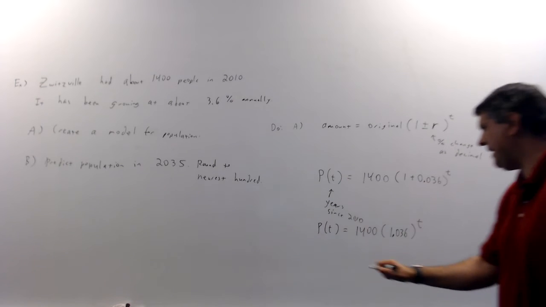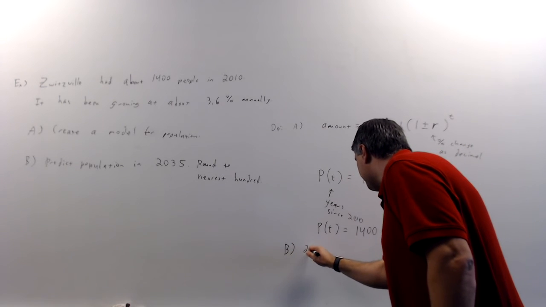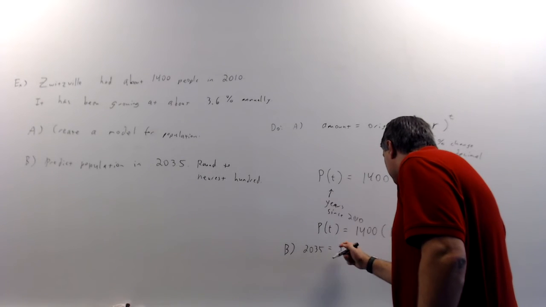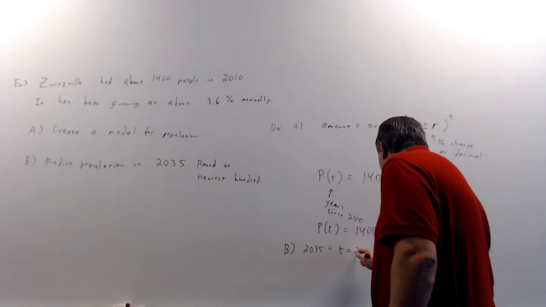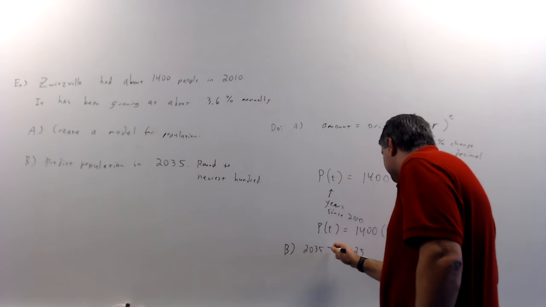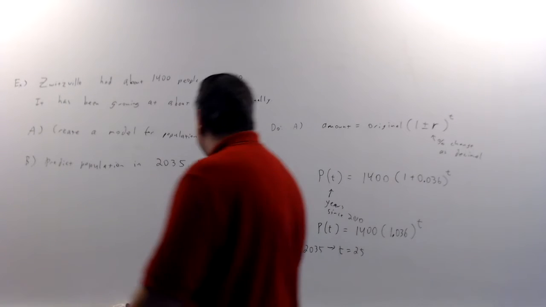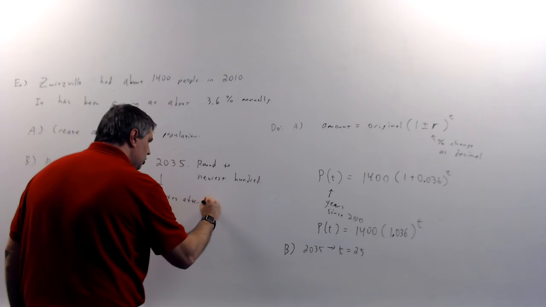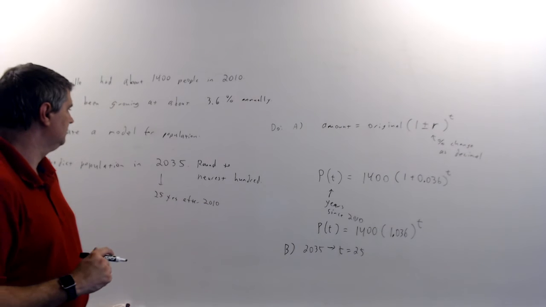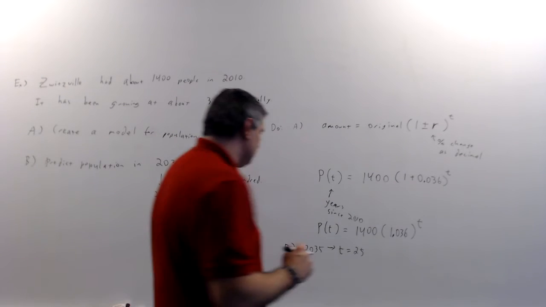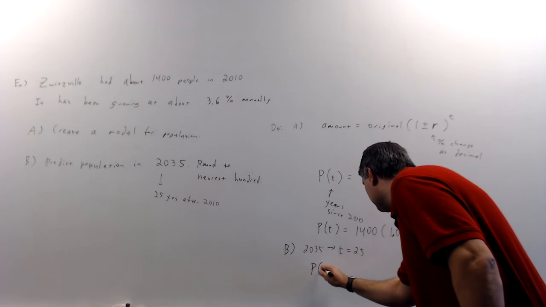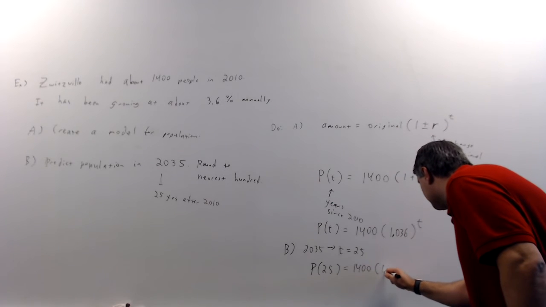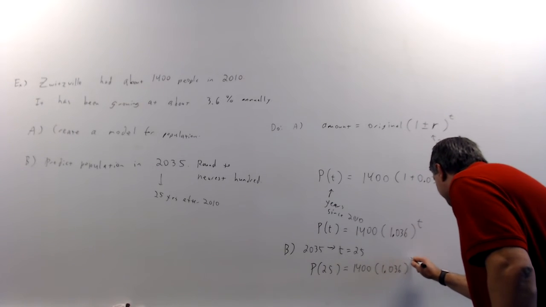Okay, B, 2035. T would be 25. Okay, the year 2035 says T is 25. Why? Because this is 25 years after 2010. All right, so P of 25 equals 1,400 times 1.036 to the 25th power.